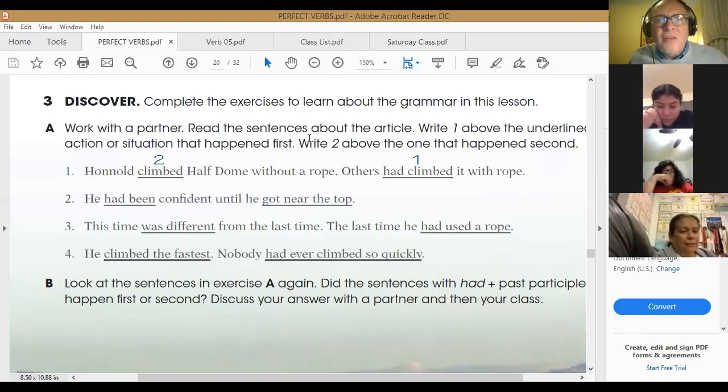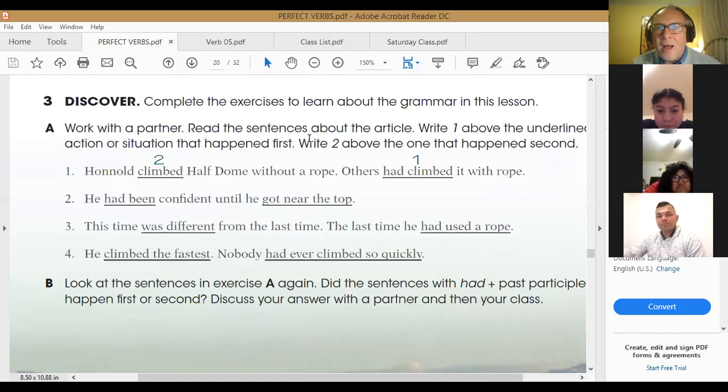All right. So notice what we have here. Remember, what did we say? We use past perfect to indicate the action that happened first. Past perfect indicates the action that happened first. So notice this sentence. Honnold climbed Half Dome without a rope. Others had climbed it with a rope. So the first action, had climbed. The second action, climbed.